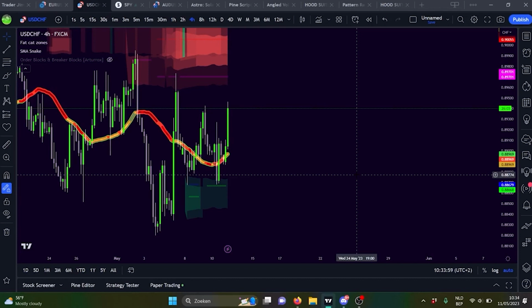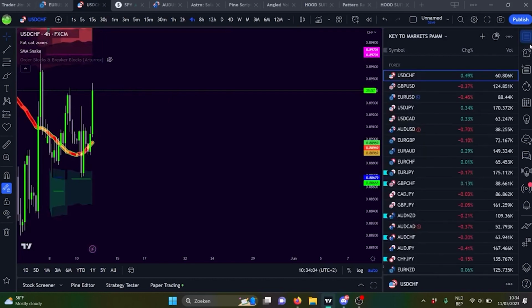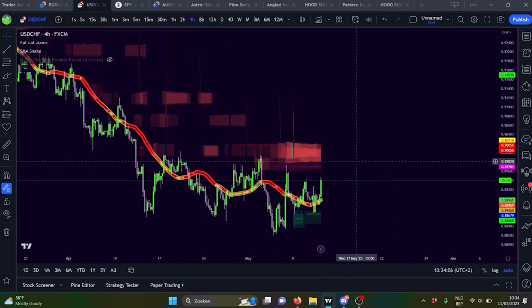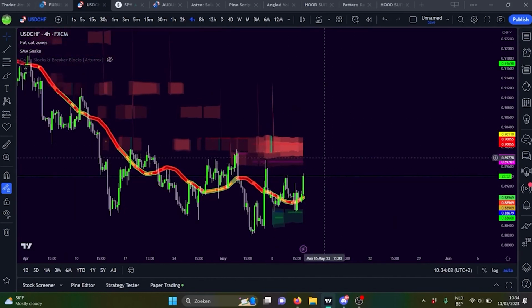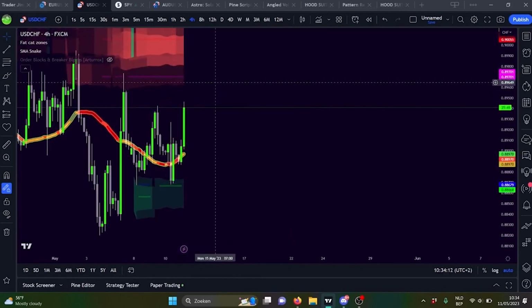Still drinking some coffee. I'm still a bit tired from yesterday evening, but we want to be consistent with the charts. So here we got a big zone on top. I really want to take a trade from this one. Price reaches it and retraces a bit.